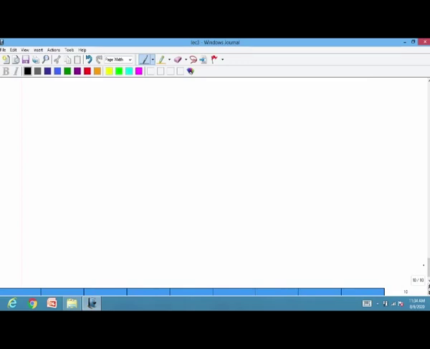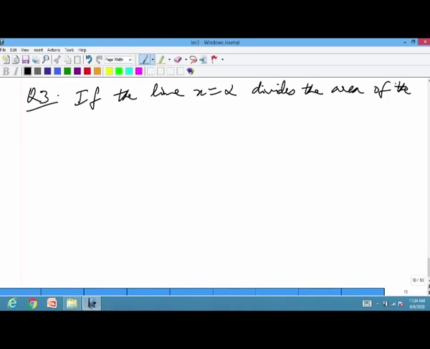Let us move to question number 3. Here it is given that the line x equal to alpha divides the area of the region R equal to {(x, y) in R2 such that y is between x cube and x, and x is between 0 and 1}.